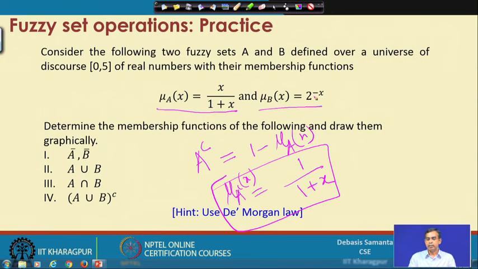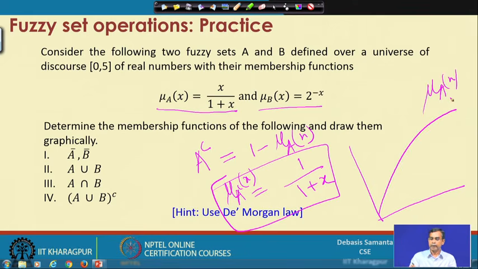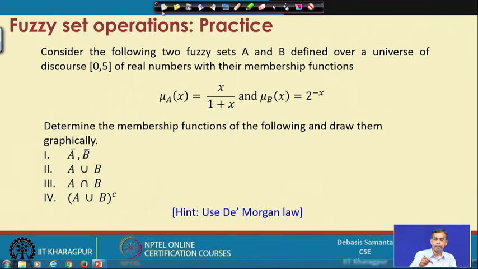Likewise, mu B(x) and its complement can be obtained, and graphically if we plot, then mu A(x) can be plotted like this, and mu B(x) can be obtained like this. Then the union of the two fuzzy sets A and B is this, and the intersection can be obtained by this one. So, both can be obtained graphically as well as mathematically.